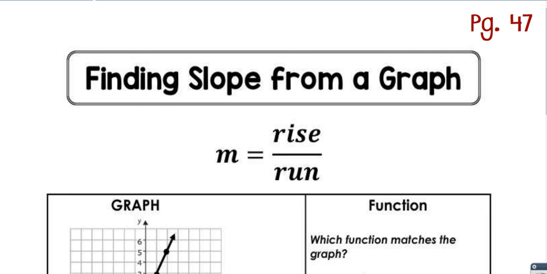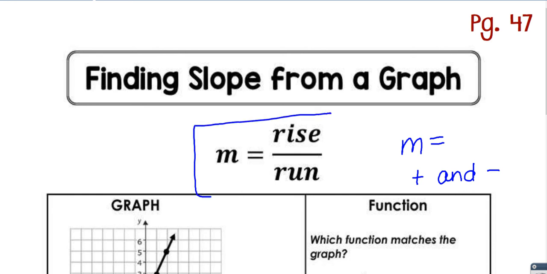Okay, so now let's actually learn how to find slope. We know what slope looks like if it's positive, negative, 0, or undefined, but now we actually have to find that number of what m actually equals for positive and negative sloping lines. We have to actually put a number on it. We get to use this handy-dandy little formula to help us find slope, rise over run. So essentially, that's y over x.